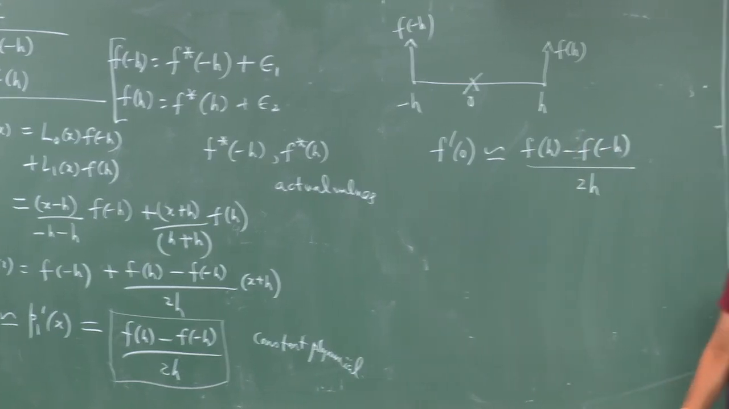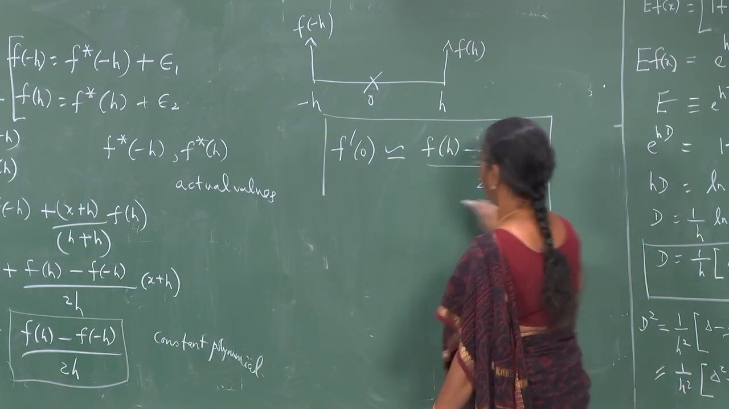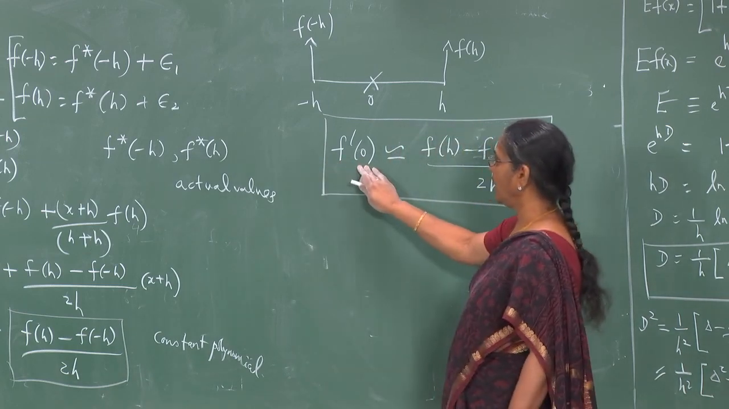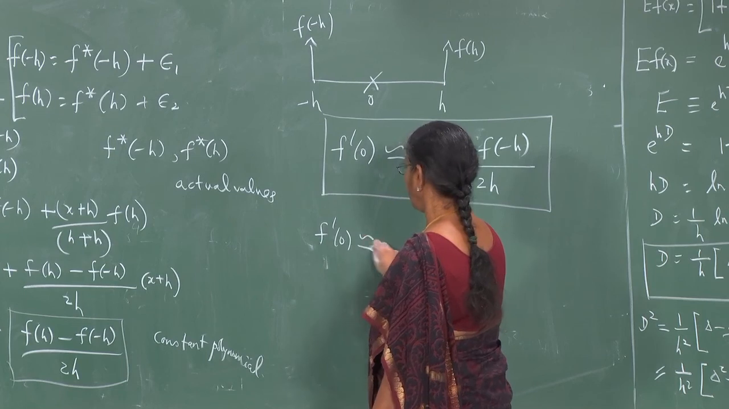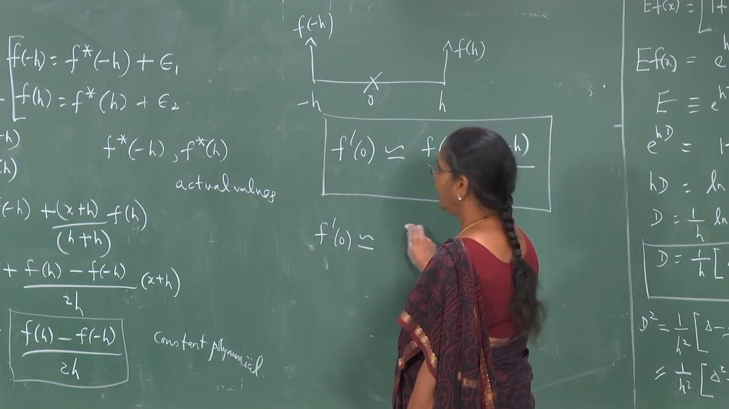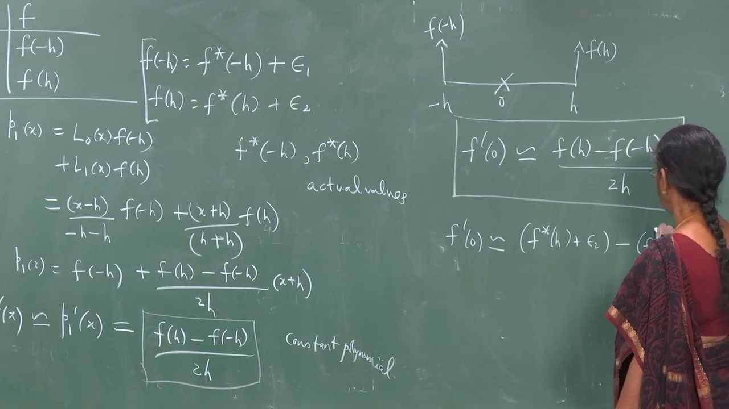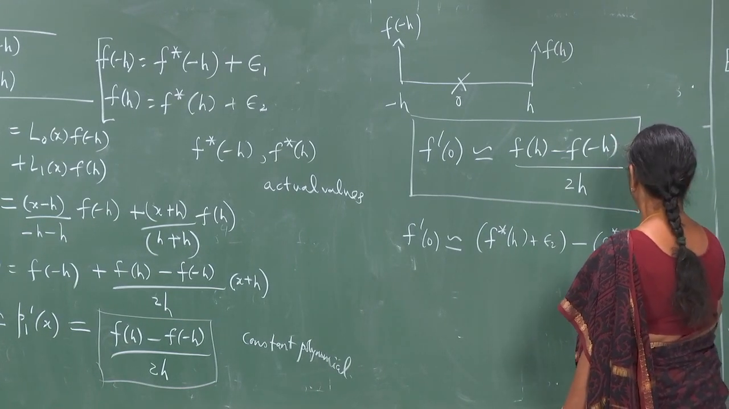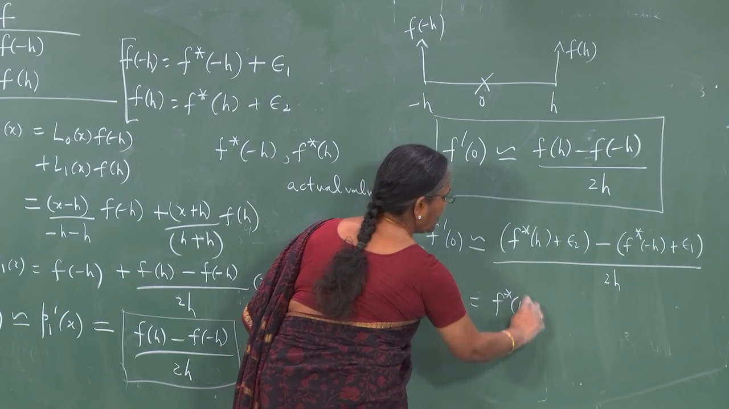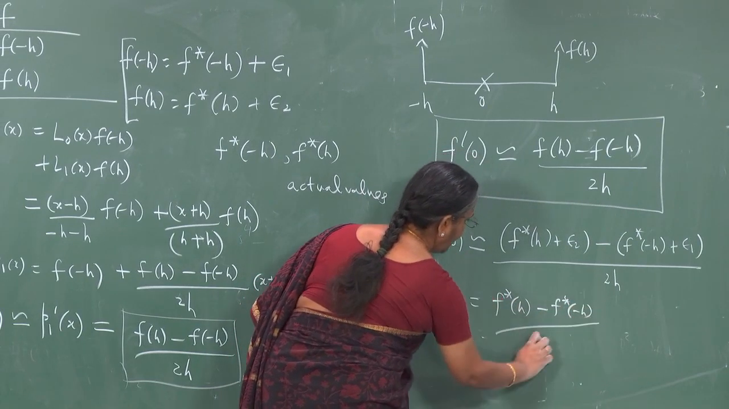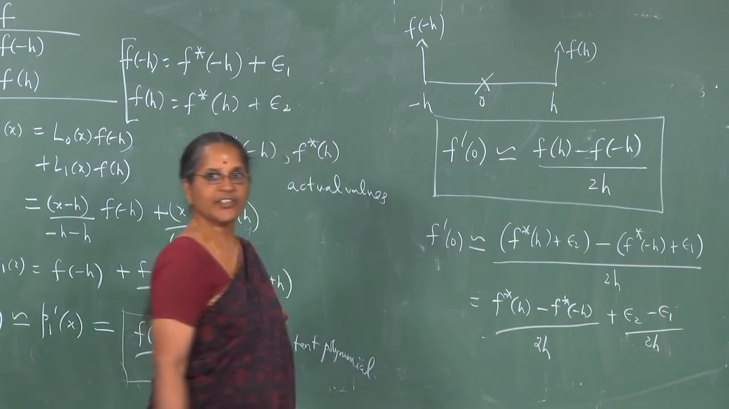So, what is it that you have got by performing differentiation? You essentially have a numerical differentiation formula that estimates the derivative of f at the point 0. So, let us see what it is. So, f dashed of 0 is essentially estimated as, what is f of h? f star of h plus epsilon 2 minus f of minus h, which is f star of minus h plus epsilon 1, divided by 2h. So, this is f star of h minus f star of minus h divided by 2h, then plus epsilon 2 minus epsilon 1 divided by 2h.